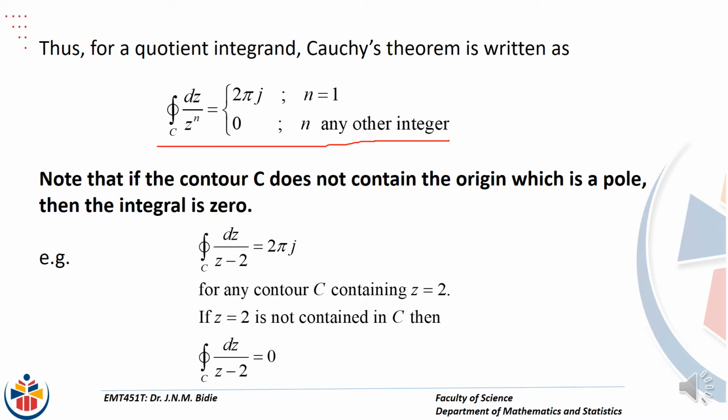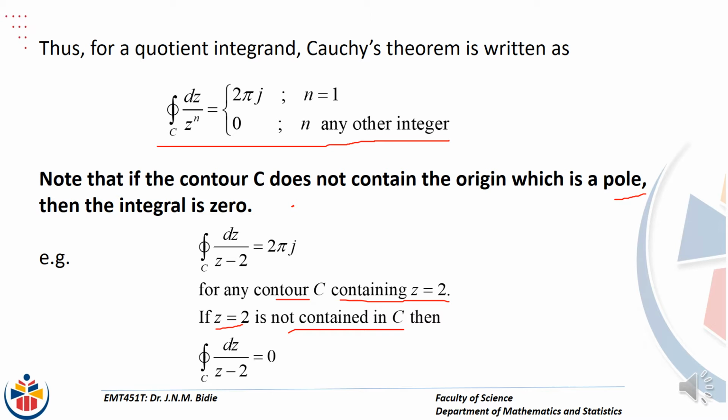We've been given an integral of 1 over z minus 2 as our f of z with respect to z, and it is equal to 2 pi j only if the contour C contains the pole z equal to 2. Taking us back to what we've noted there, that the pole must be included in C. But then if the pole is not contained in C, then the whole integral is equal to 0.